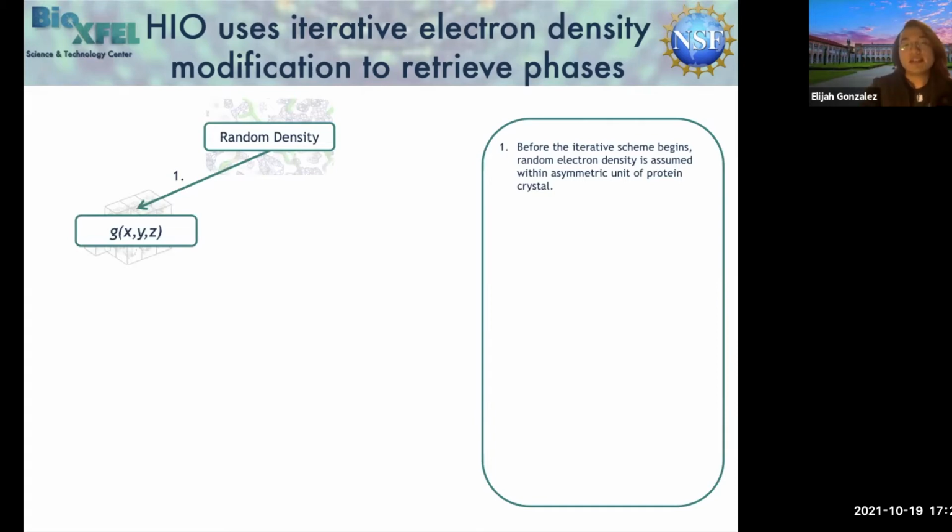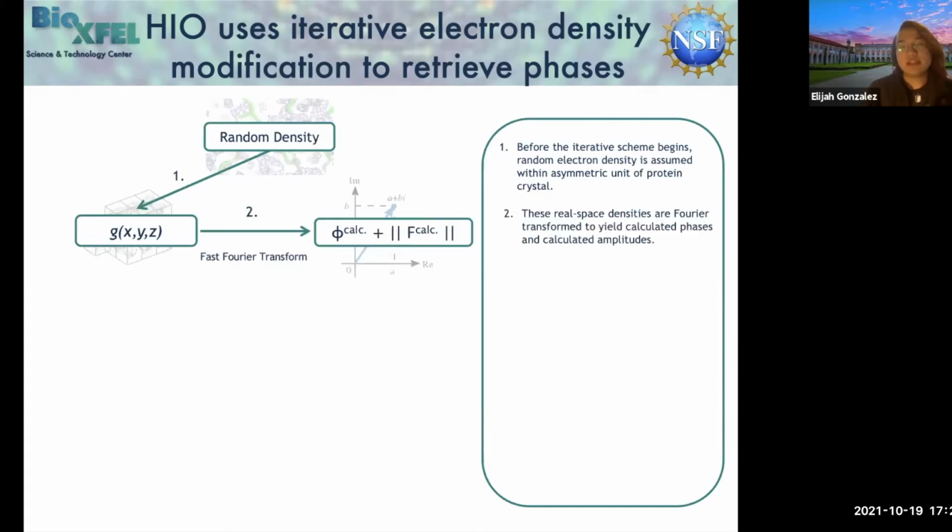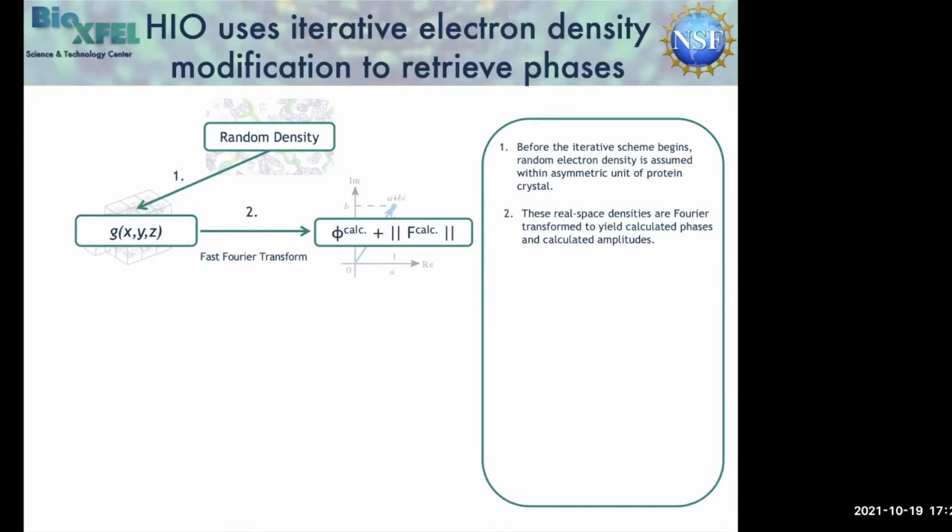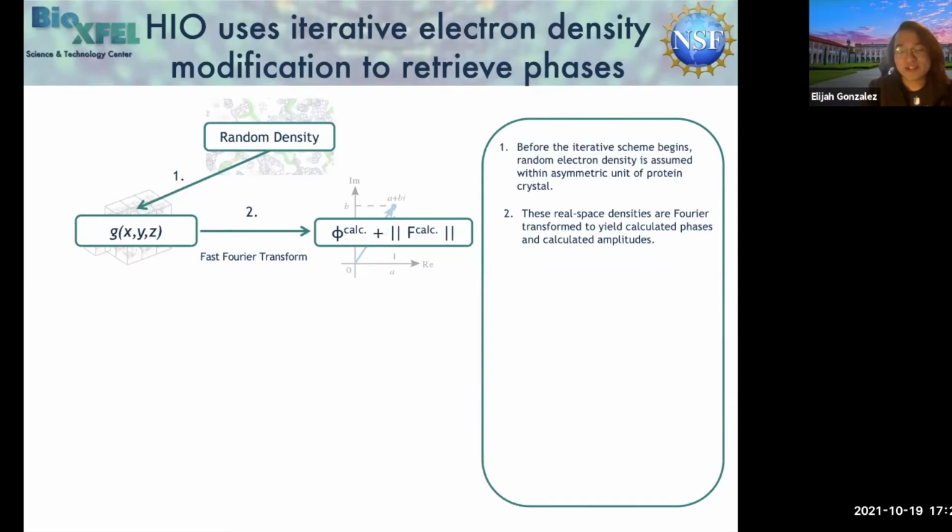And so with this random density, we're going to do a DFT into Fourier space, where we're going to have calculated phases and calculated amplitudes, right? And so you remember for any kind of iterative projection algorithm, like we talked about earlier, we have this magnitude constraint and we have this support constraint. So we have a support constraint and a magnitude constraint.